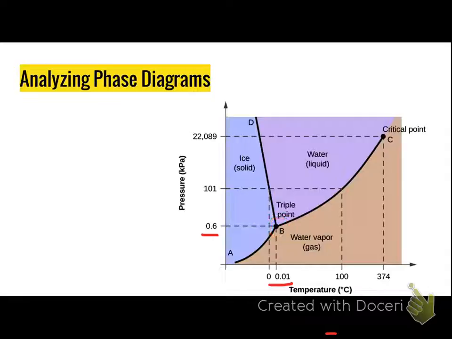What else could you see? Maybe I give you a pressure of 50 and a temperature of 10. So a pressure of 50 is going to be about right there. A temperature of 10 degrees is going to be down here. In what phase will I be in?